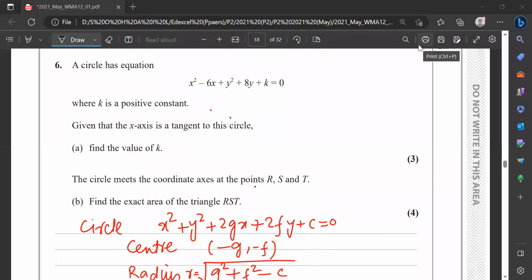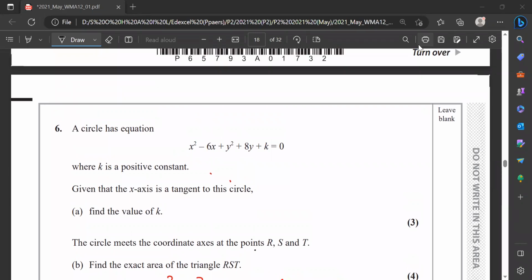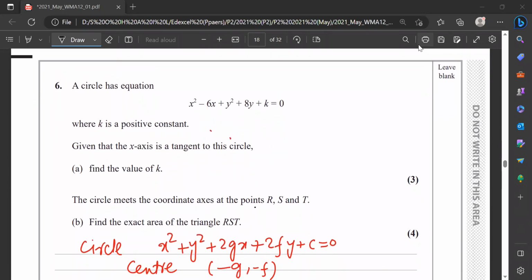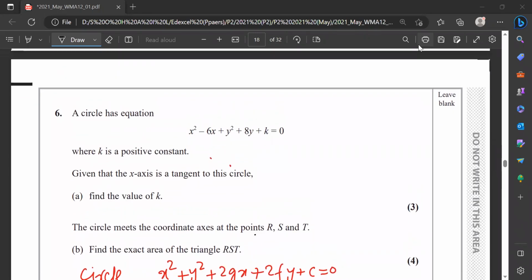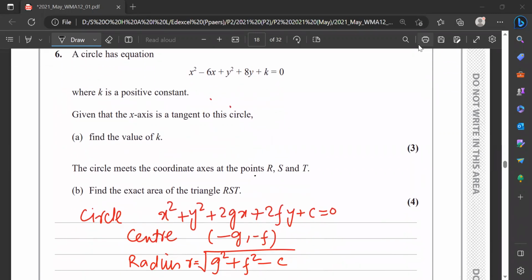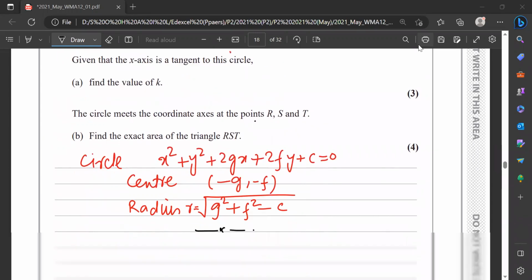This is question number 6 from the same paper. A circle has the equation x square minus 6x plus y square plus 8y plus k, where k is a positive constant. Given that the x-axis is tangent to the circle, find the value of k. The circle meets the coordinate axes at points R, S, and T. Find the exact area of the triangle RST.